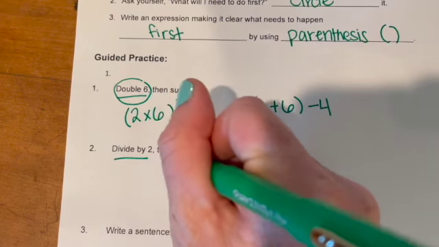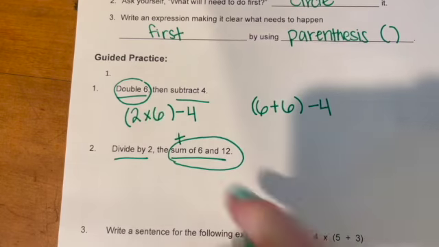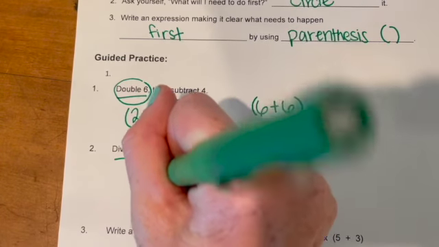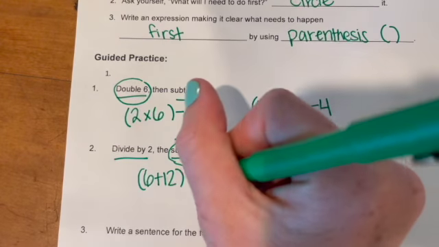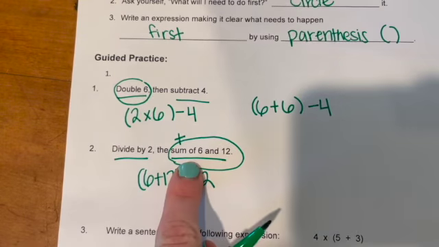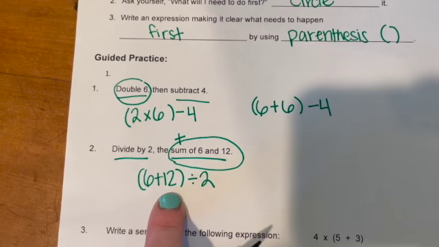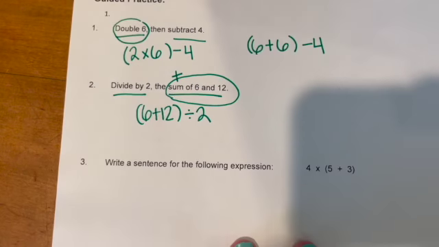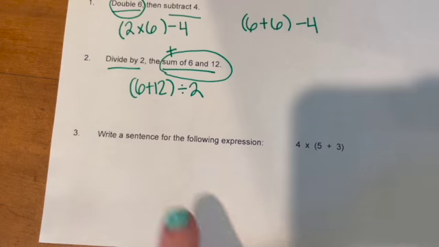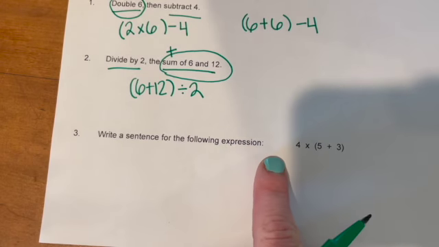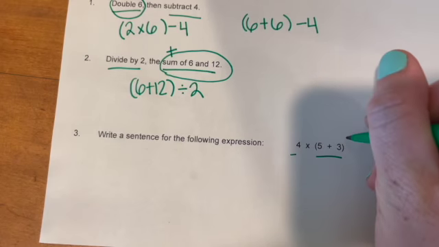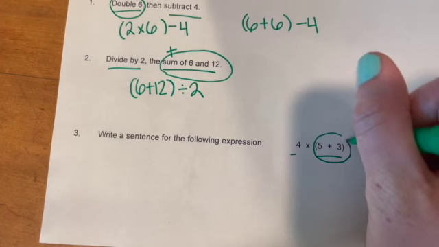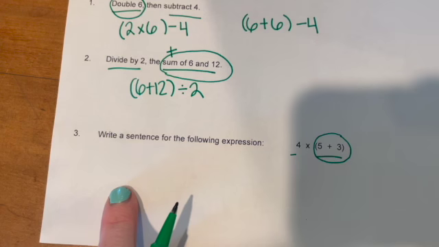So I'm going to do sum. Remember, sum means addition. So 6 plus 12. And then I need to do divide by 2. And again, whatever's circled has to be in parentheses. Okay, step number 3 says write a sentence for the following expression. So I have my 2 parts that I'm underlining. I'm circling the one that I have to do first. So now I can write my sentence.